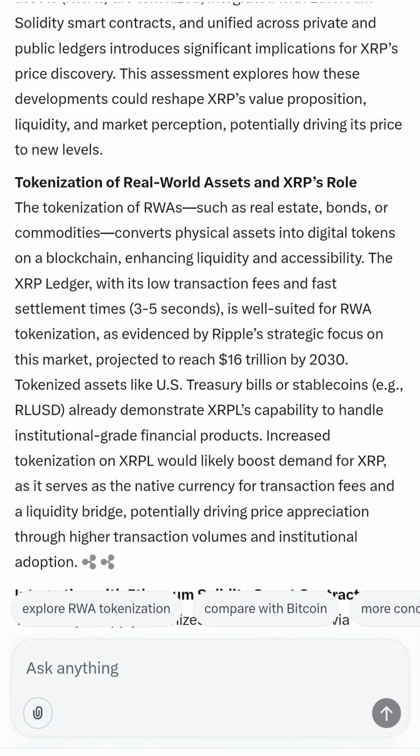Projected to reach $16 trillion by 2030, tokenized assets like U.S. Treasury bills and stablecoins, e.g., the RLUSD, already demonstrate XRPL's capability to handle institutional-grade financial products. Increased tokenization on XRPL would likely boost demand for XRP, as it serves as a native currency for transaction fees and a liquidity bridge, potentially driving price appreciation through higher transaction volumes and institutional adoption.